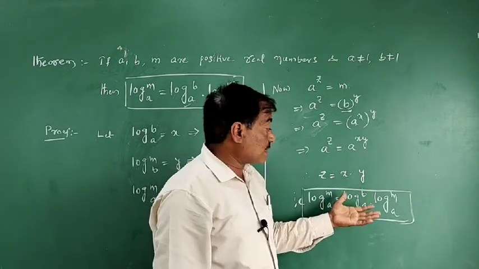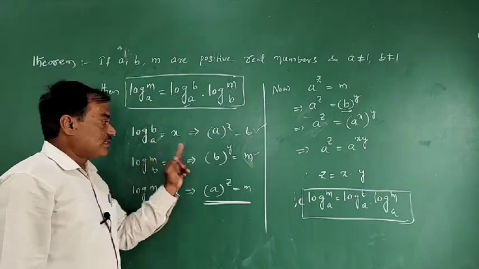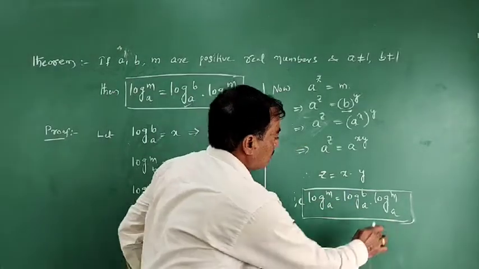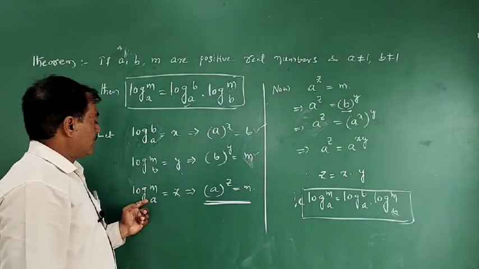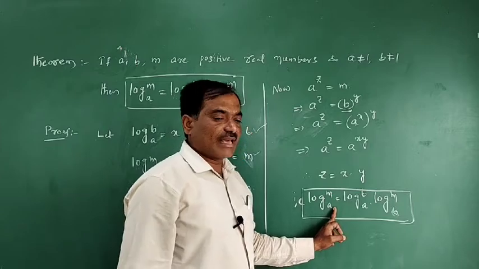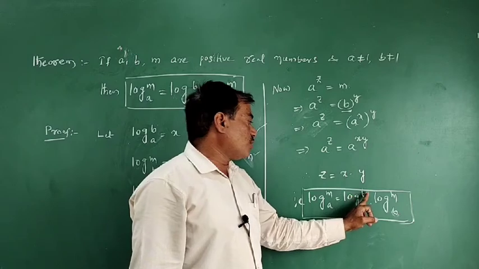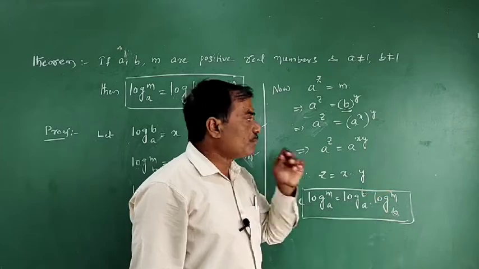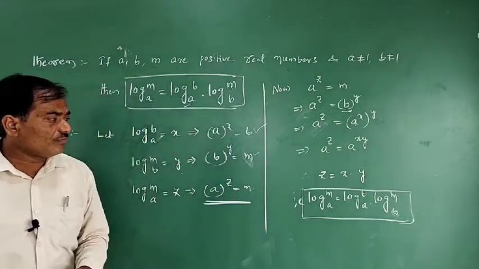Now we have to substitute the original values. What is x? x equal to log b to the base a, and y equal to log m to the base b, and z equal to log m to the base a. Therefore log m to the base a can be expressed as the multiplication of two logarithmic functions, log b to the base a into log m to the base b. You will see this in one of the examples by using this.